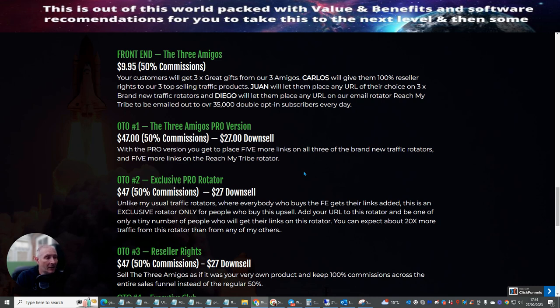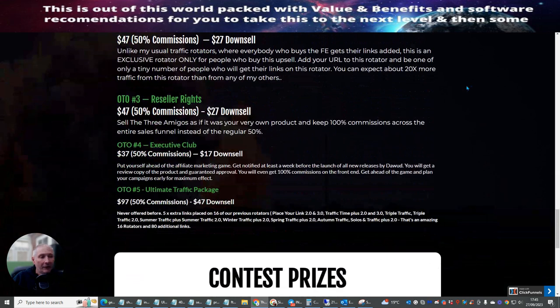OTO2 is the exclusive Pro Rotator. Now this one is where you can have 20 times more traffic going to your rotator, and this is going to be a blow-away system, really. It's just extraordinary that Dow can offer such value for just $47 or a downsell of $27. If you don't know what I mean by value when it comes to actually getting traffic, go to Udemy and have a look how much it's going to cost you just for 100 leads, okay? And you will be quite surprised.